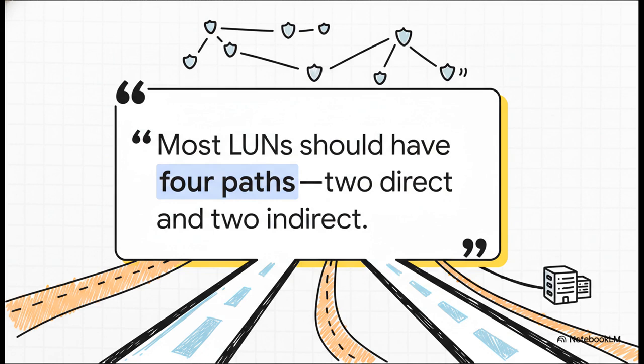And this quote right here from NetApp's own best practices, it really just sums up the whole philosophy. It's not about having one good path and hoping for the best. It's about building in redundancy for every possible scenario. 2 direct superhighways and 2 indirect backup routes. That right there is the secret to building for resilience.